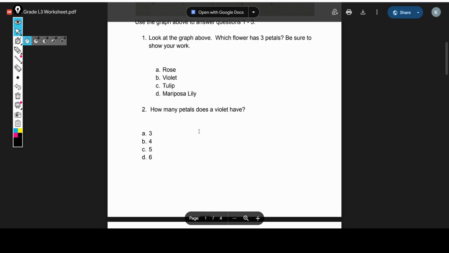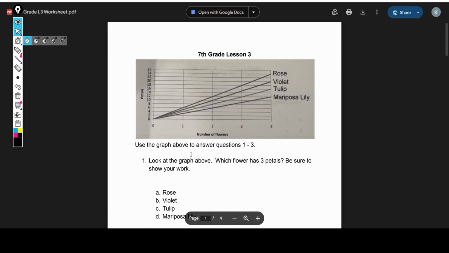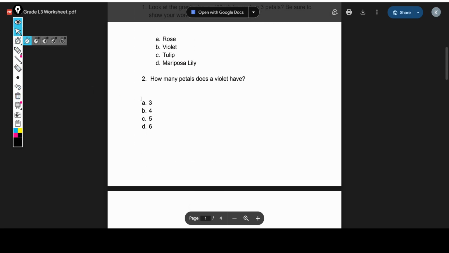And then how many petals does a violet have? Well, if you look at a violet, you can just divide this number by 4. Remember we saw it was 20 before? So 20, divide that by 4, we get 5. So a violet has 5 petals.